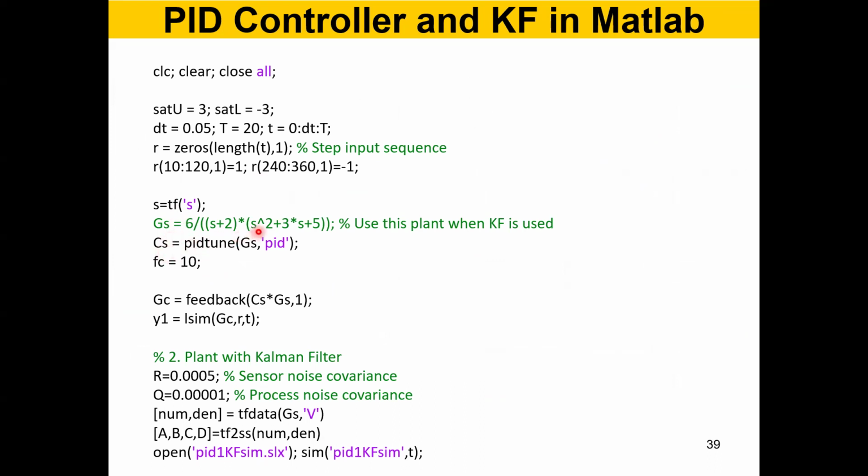Right. This is the transfer function. Oh, you can change it if you want, right? But make sure you run this one. CS, this is the controller using the PID tune command in MATLAB. You give the transfer function to it and generate the PID. And this is the cutoff, 10 Hertz. And you generate the feedback control system, right? Using the open loop GS already given over here.